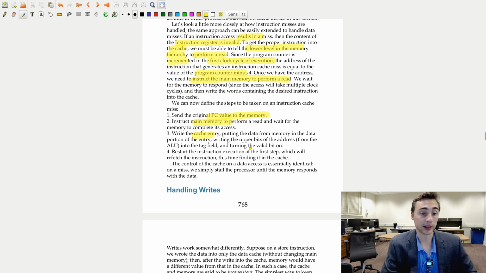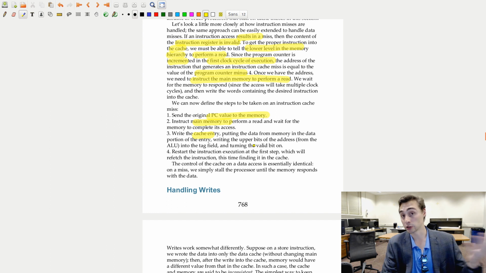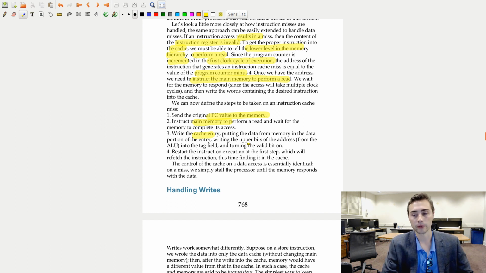Then we have to turn on the valid bit. We have to make sure it's valid, that way when we actually perform the access again, it doesn't kick it out. Because remember, they test that equality, and then they also test whether the valid bit is set. And then we restart the instruction at the first step, which will refetch the instruction, and this time it'll find it in the cache, which is good for us.